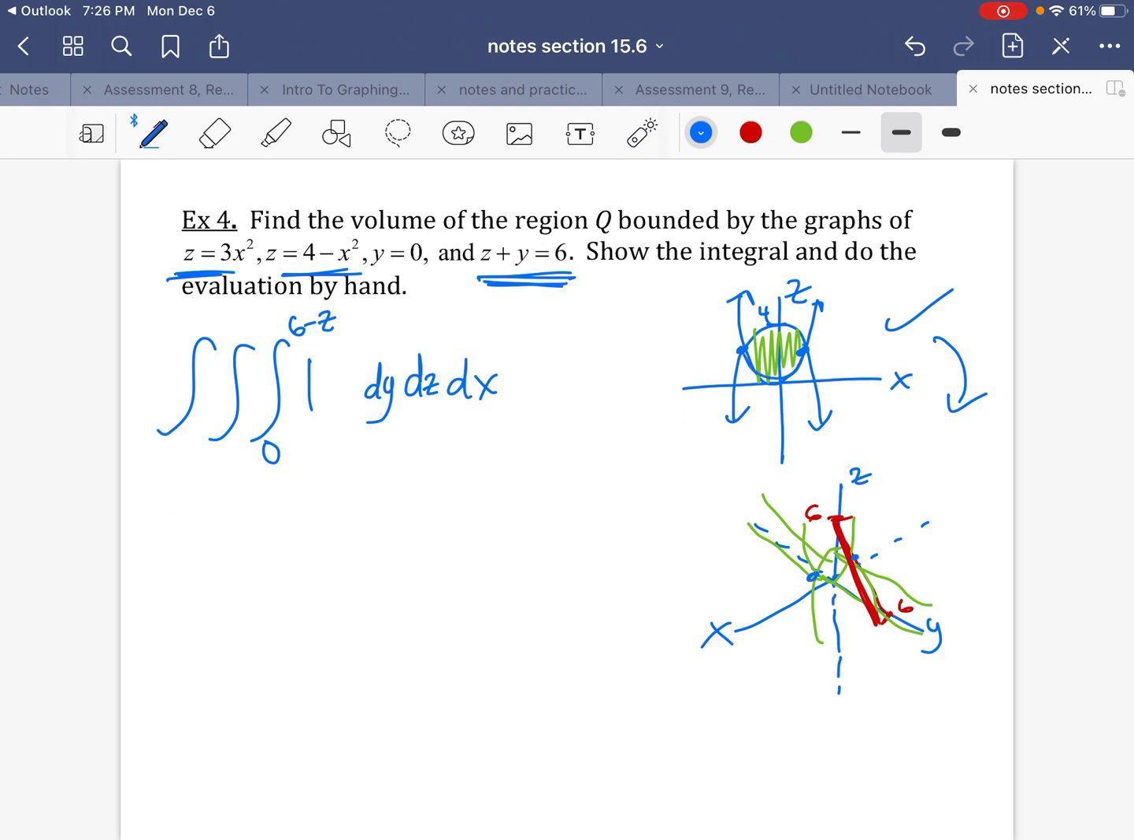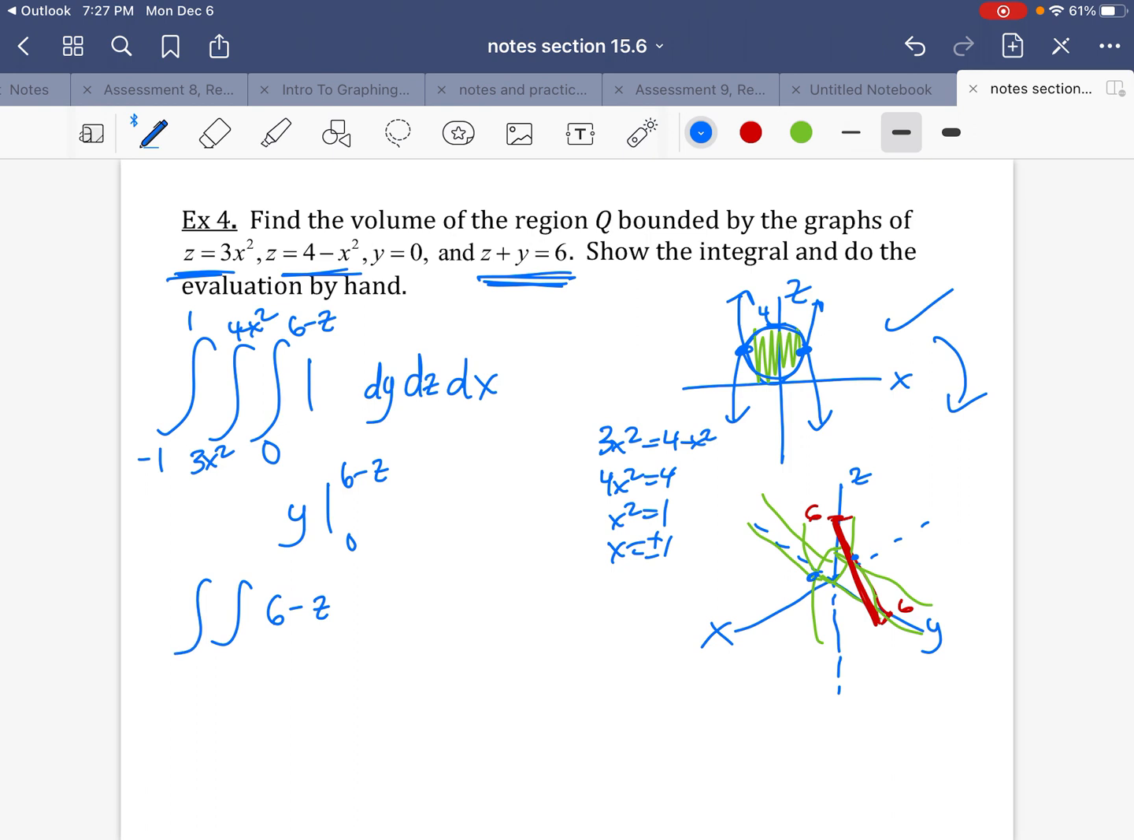All right, and then my z is going from bottom to top right here, so 3x squared to 4 minus x squared. And then my x's, I have to figure out where these are meeting. So I have to figure out where 3x squared equals 4 minus x squared. Well, move the x squared over, get x squared equals 1, so that is at plus or minus 1. All right, so we're integrating 1 right there. We get y from 0 to 6 minus z, so I end up getting 6 minus z. I still have my two integrals with dz and dx.